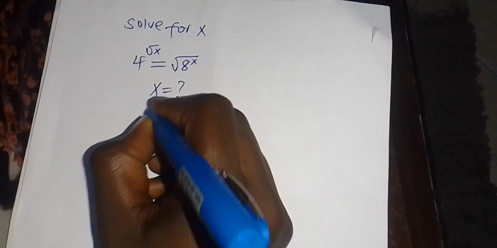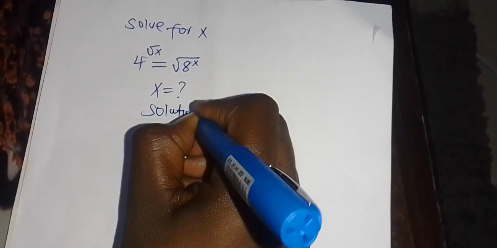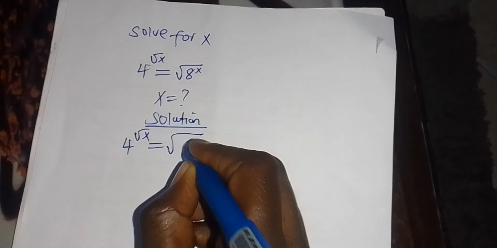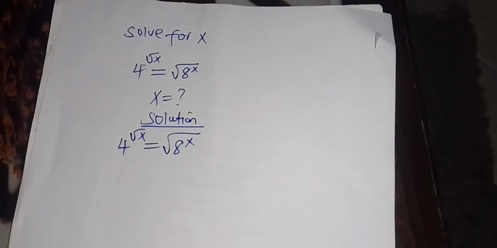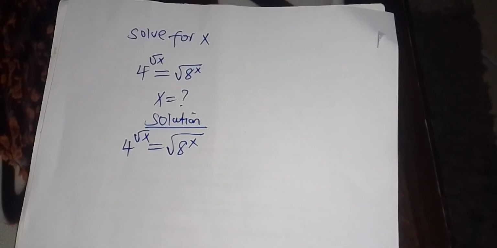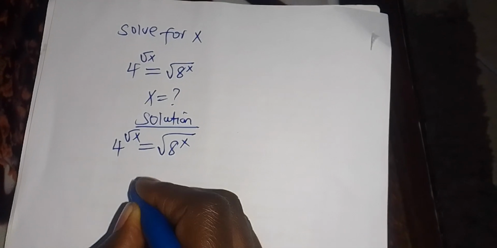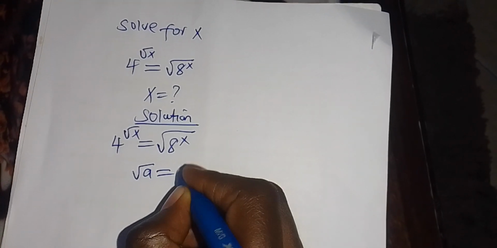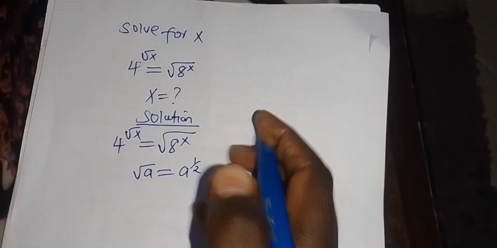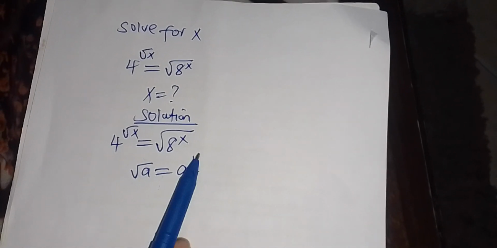Okay, so the solution is calculated as follows. We have 4 raised to power root x equal to the square root of 8 raised to power x. There are some interesting properties that we need to understand. The first thing, we note that the square root of a is the same as a raised to power half.